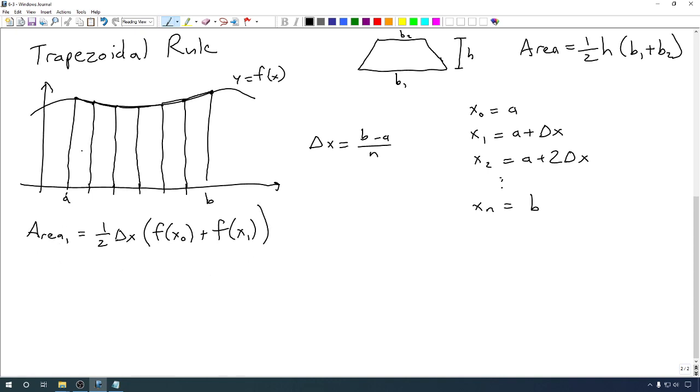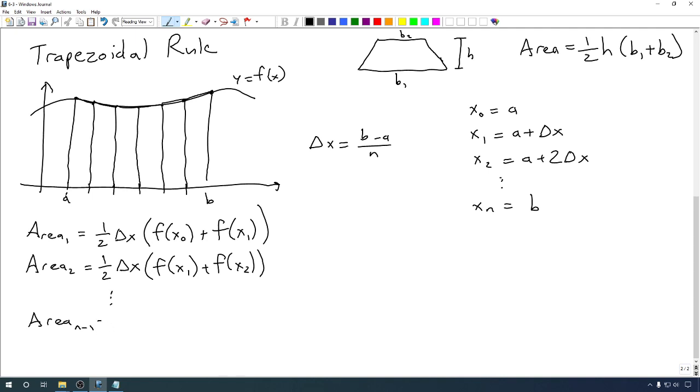That's the area of the first trapezoid. The area of the second trapezoid, well, all we've really done here is keep the same height, let's say it that way, because I want to be consistent with the drawing up here. We have the same height, but now we're using two different bases. We're using the function value at x1 and the function value at x2. So we're going to have a 1/2 delta x. It's going to stay the same, but now we're going to have f of x1 plus f of x2. So all we're doing is changing which x values we're using. And we're just going to keep going with this.